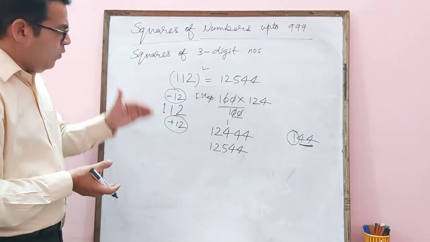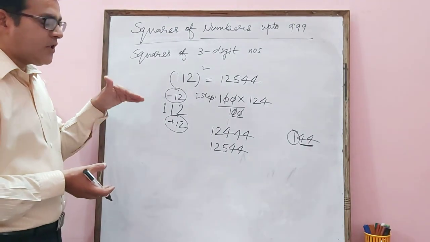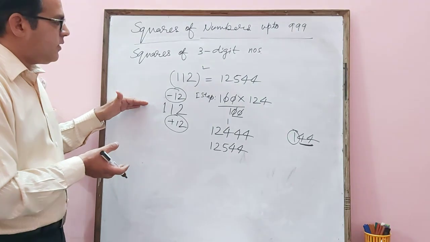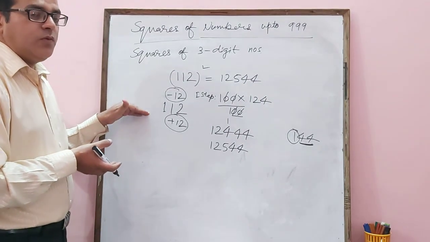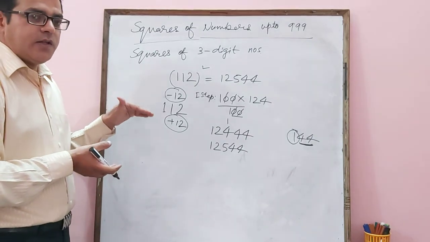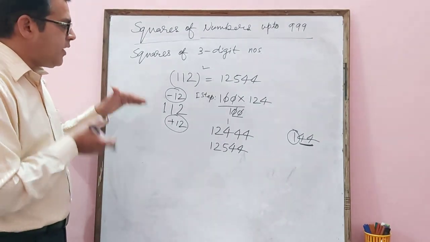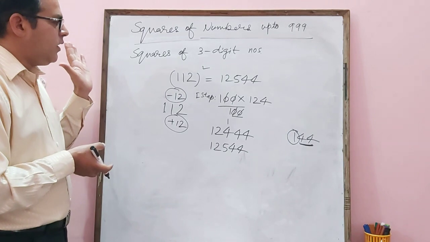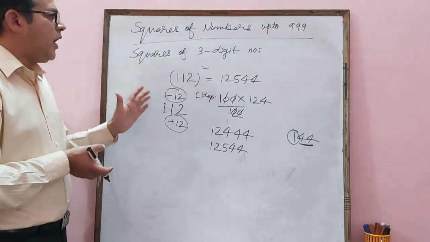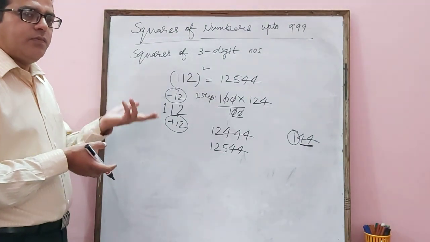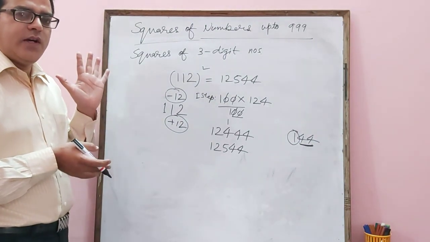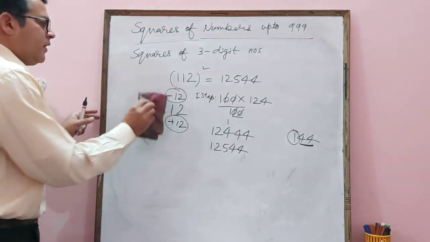You can see here I am taking time to calculate this, because this is how I am explaining to you. That's why I am taking time. Otherwise, if you practice, you will easily find the square of any 3-digit number within seconds, within 5 to 7 seconds. Let's take another example.